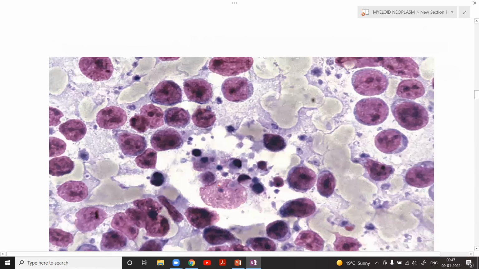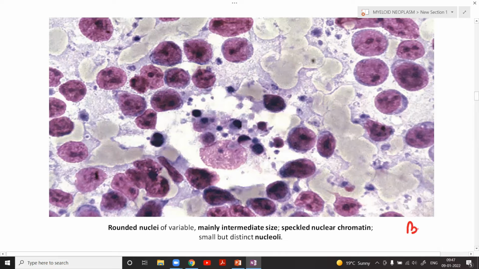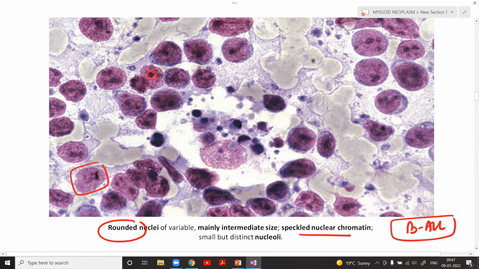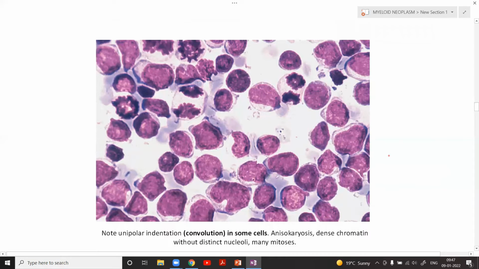So I'm now going to show you a slide. This is a slide of B-ALL. Cytologically, remember these cells: they have a more rounded nucleus and more speckled, open chromatin, and more prominent nucleoli can be visible in B-ALL. Whereas in T-ALL, they are more monotonous. The nuclear chromatin is more coarse as compared to B-ALL, and the nuclear size and shape vary a little bit more. So there is anisokaryosis, and they have classical nuclear convolutions.